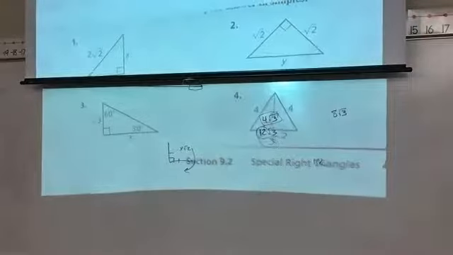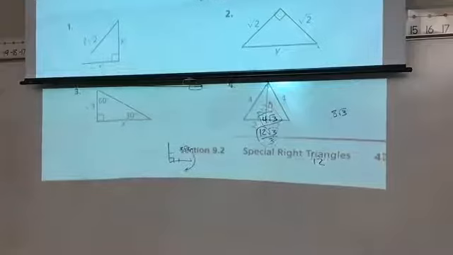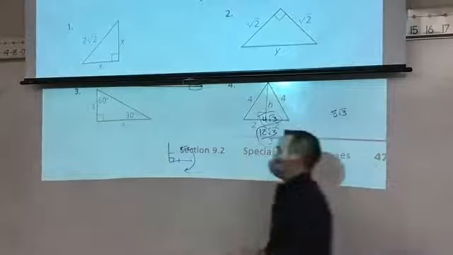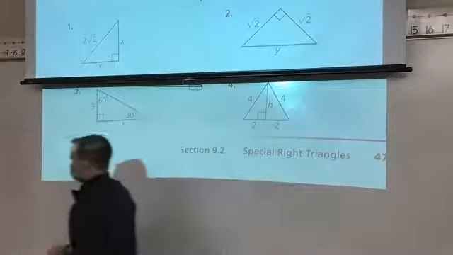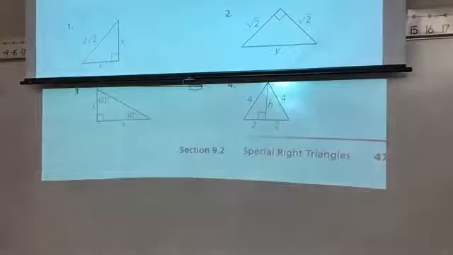Let's practice it. I've got 4 of them for you here. The 45, 45, 90 and the 30, 60, 90, you've got both of them in here, so pay attention to which one you're working on. Go ahead and solve for those variables, please. Wait, what is 4 asking for? 4 is asking for the height, for h.